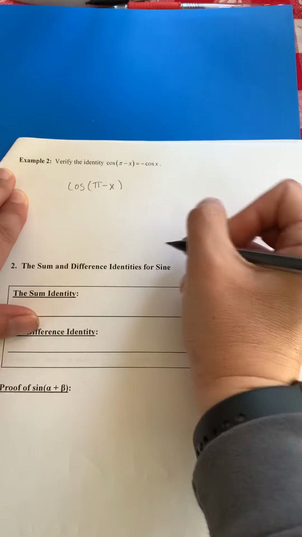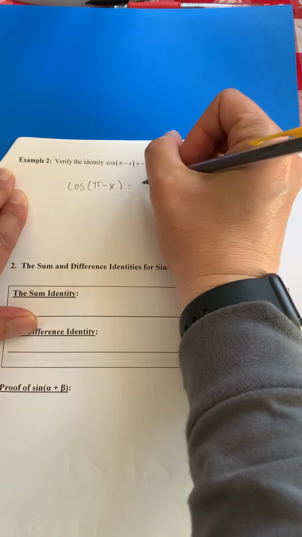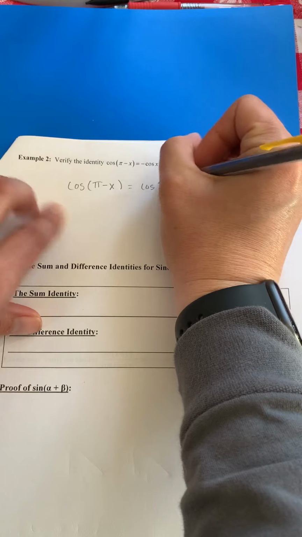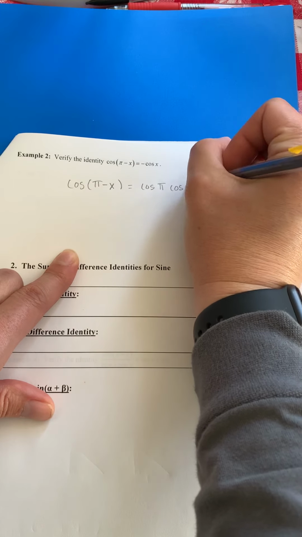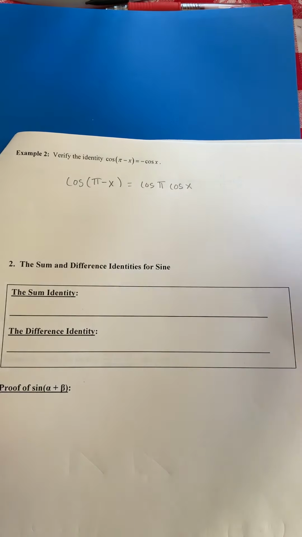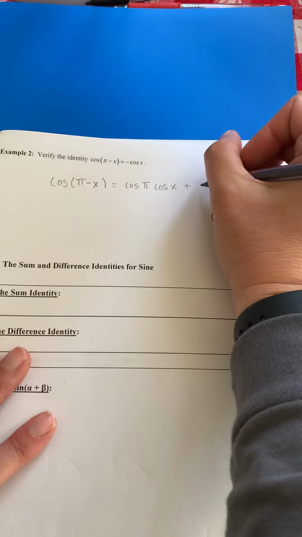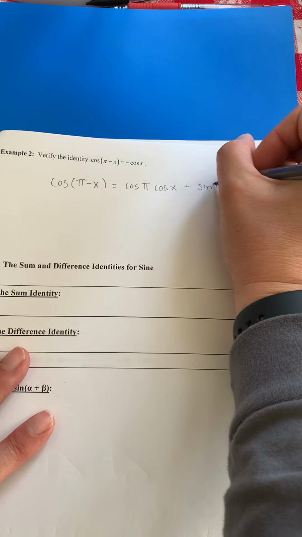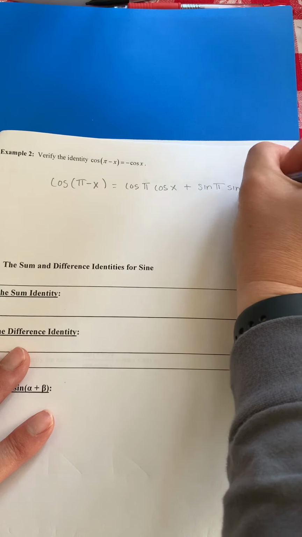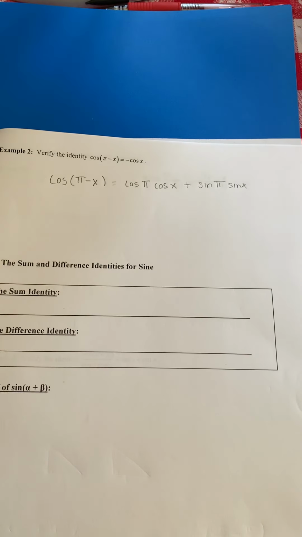How this works is we do the cosine of the first angle, which is pi, times the cosine of the second angle, which is x. And then make sure you switch signs. We'll have an addition. We'll have the sine of the first angle, which is pi, times the sine of the second angle, which is x.